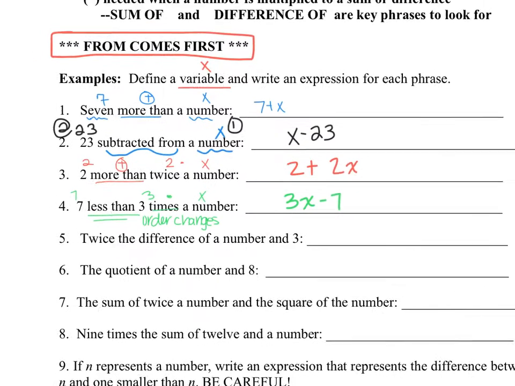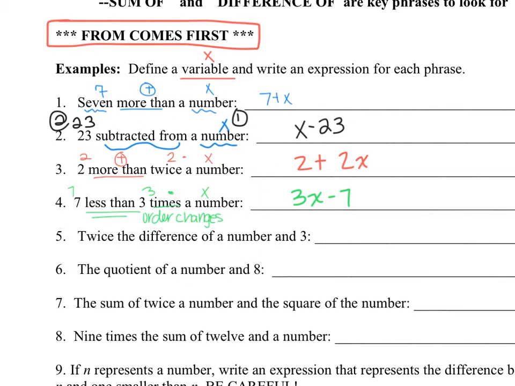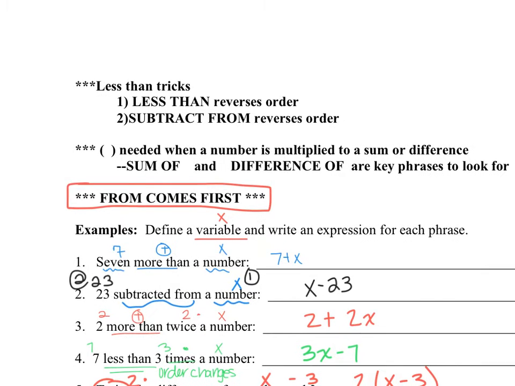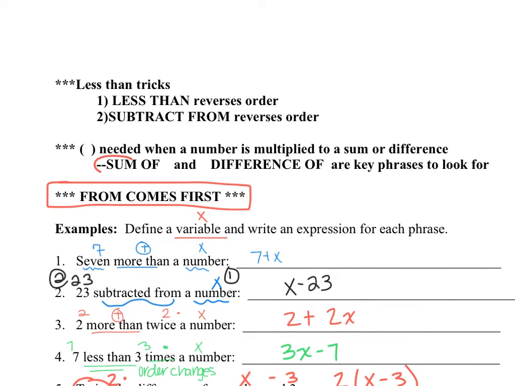For number 5, twice the difference of a number and 3. Well, I don't know what the number is, so I'm going to do an x. Difference of is subtraction, so I'm doing x minus 3, and I'm doubling it. So I'm doing 2 times x minus 3, in parentheses. And that would be your final answer. Because remember, we said before, difference of, sum of. These are key phrases you need when you want to look at parentheses.